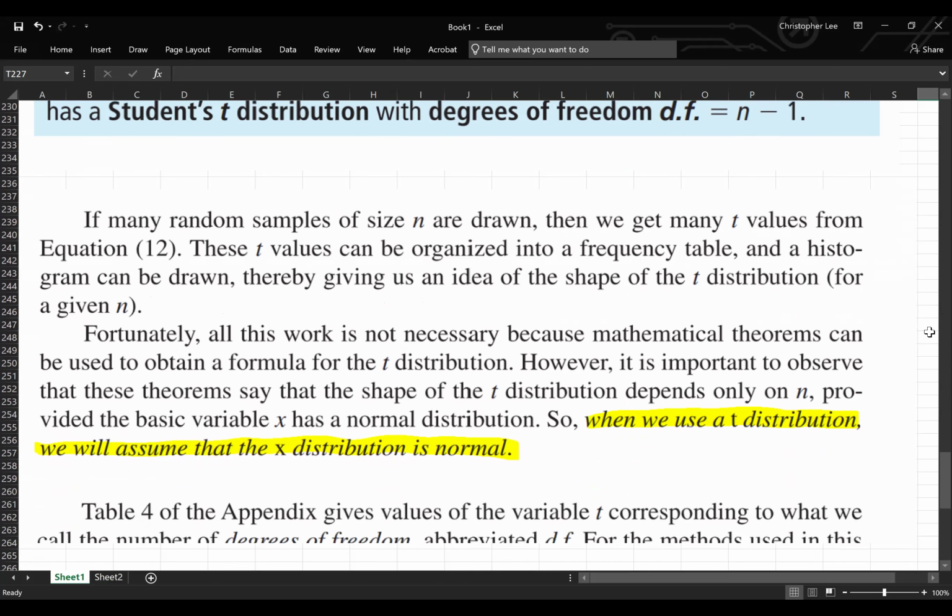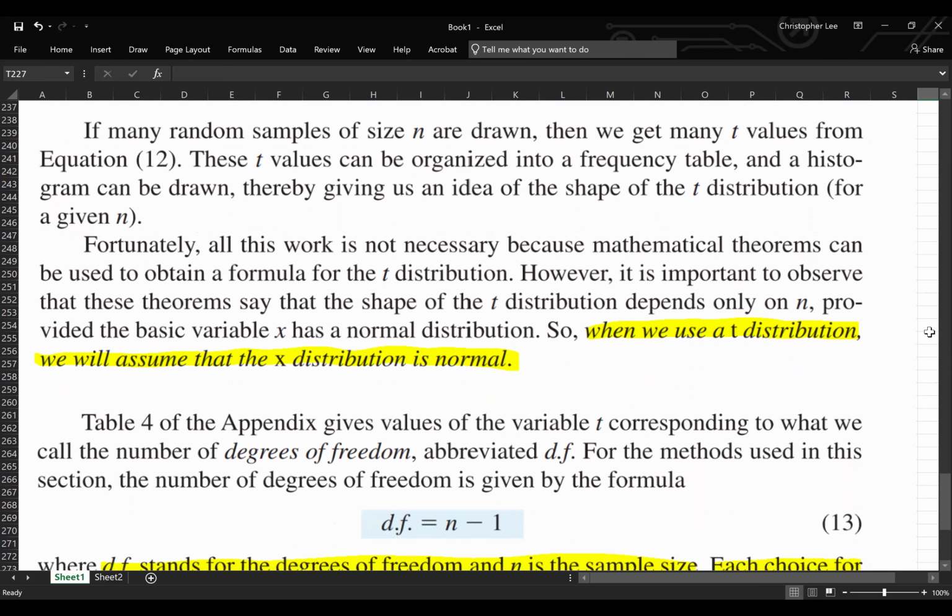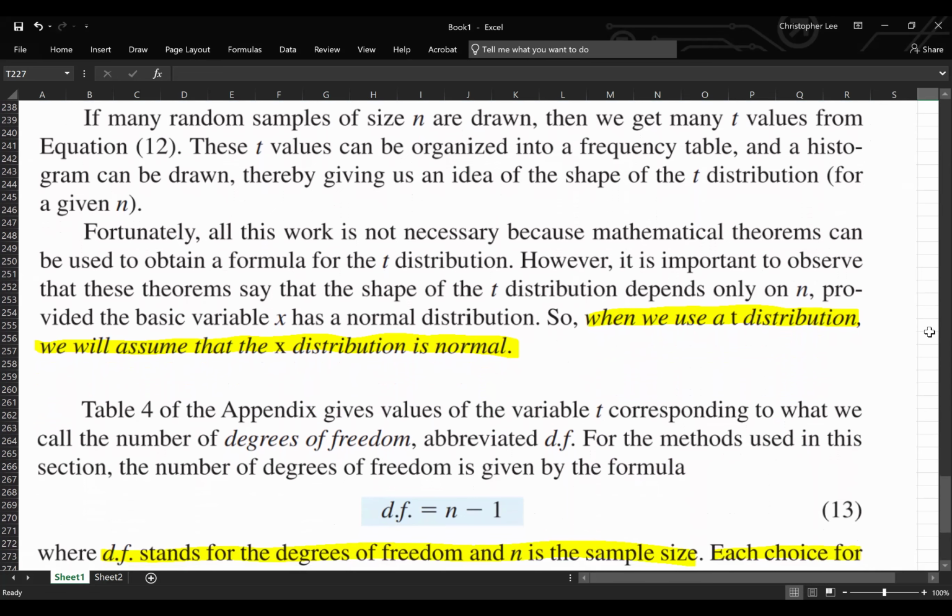That's important. All right. Table 4 of our appendix, which I'm going to go to in a minute, gives values of the variable t corresponding to what we call the number of degrees of freedom, abbreviated as df. For the methods used in this section, the number of degrees of freedom is given by the formula df is equal to n minus 1, right?